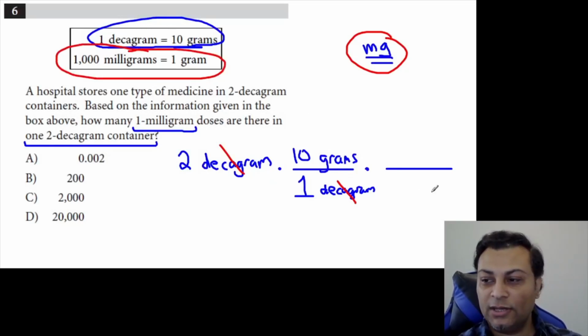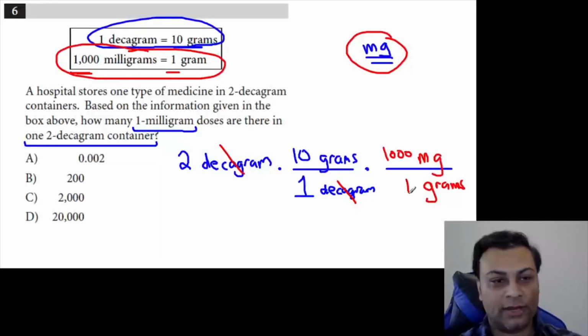And you can get grams on the bottom. It's got to be on the bottom so it cancels with the 1 on the top. And this is milligrams. I'll write mg for now. It says 1,000 milligrams is 1 gram. These will cancel, and so now we have the answer in milligrams, and this is the answer that we want.